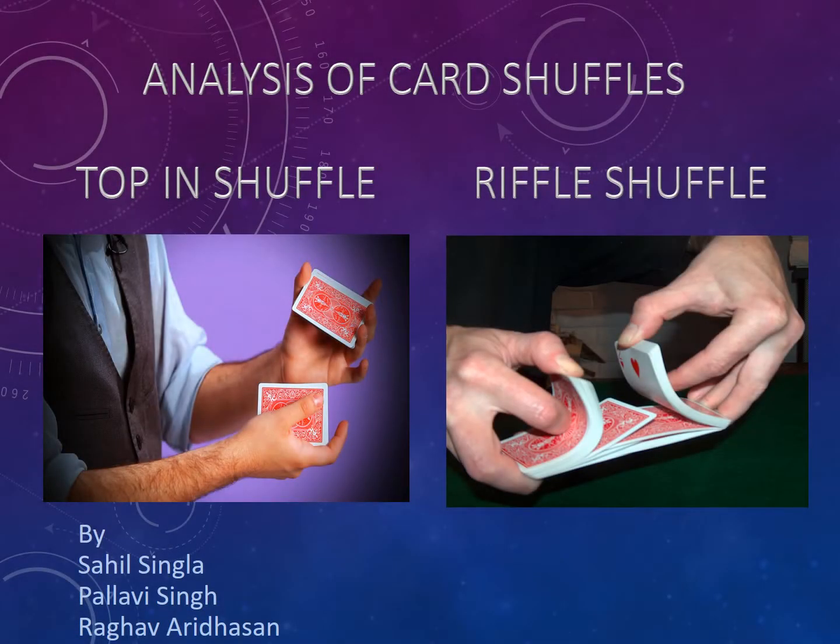Hello everyone. The topic of this presentation is card shuffling. Me and my teammates Pallavi, Singh and Raghav are going to be discussing different card shuffling mechanisms such as the top-in shuffle and the riffle shuffle, and how many shuffles are optimum to achieve randomness in a deck of cards.